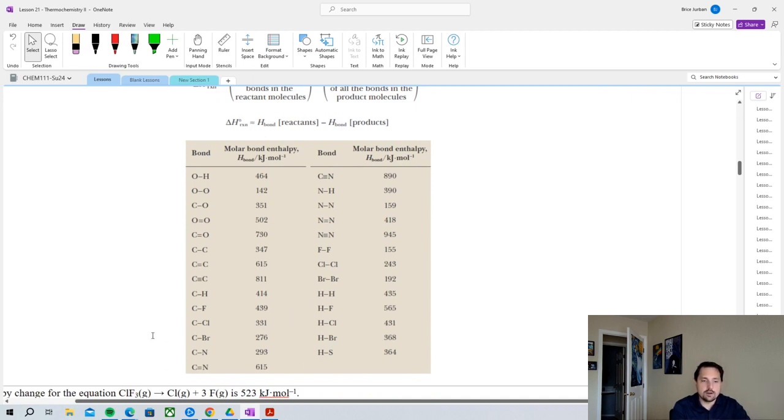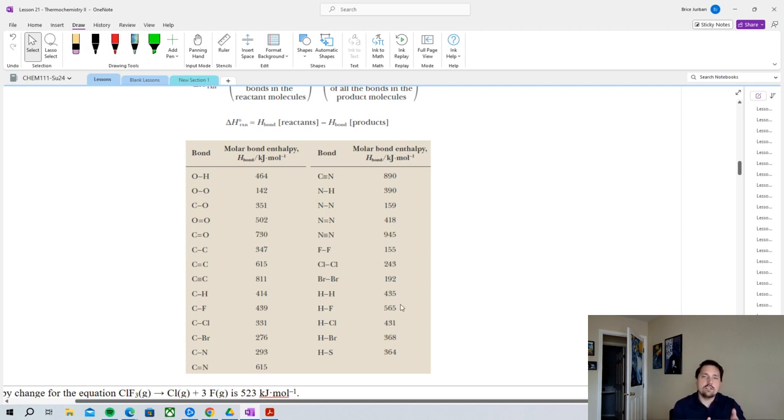So this is a table from your textbook, and it gives some of the molar bond enthalpies for the different bonds. We already expect that triple bonds are going to require more energy than single bonds. And larger elements like bromine are going to have less energy than a chlorine bond. But interestingly, a fluorine-fluorine bond is not as much as I would have thought. So some of these are difficult to predict.